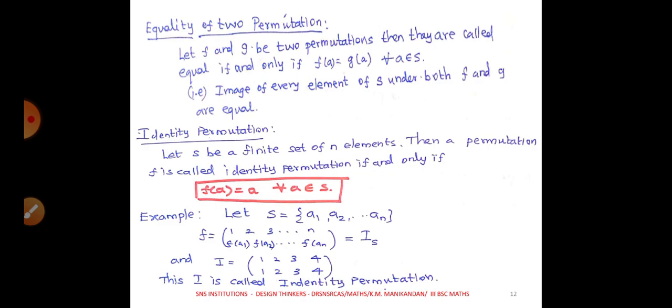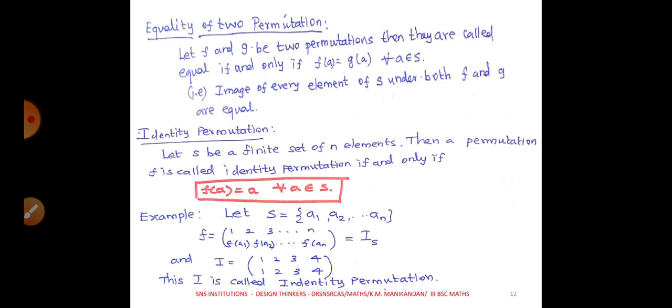Now we discuss equality of two permutations. Let F and G be two permutations; they are called equal if and only if F of A equals G of A for every A belonging to S. That is, the image of every element of S under both F and G are equal. Identity permutation: let S be a finite set of n elements, then a permutation F is called the identity permutation if and only if F of A equals A for every A belonging to S. That means the image of the element must be the same.